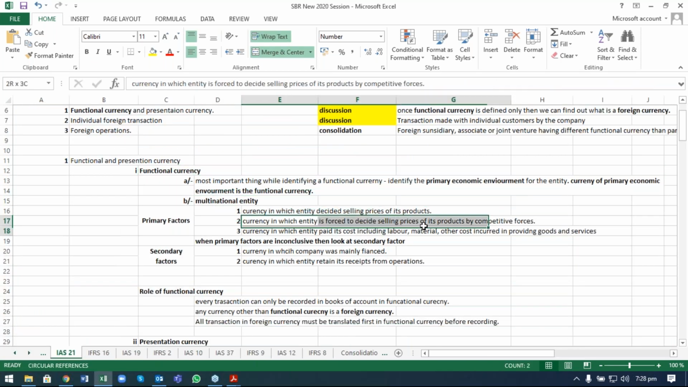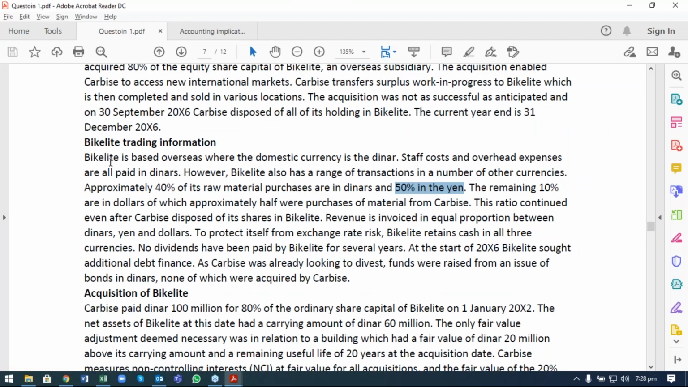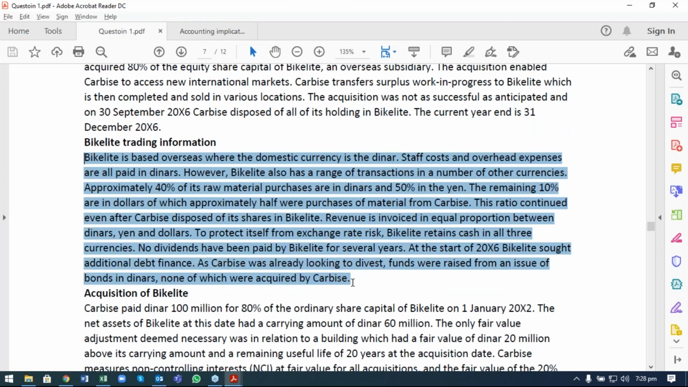the currency in which the entity is forced to decide the selling prices of its product by competitive forces. Do you think anything was mentioned in this scenario? If we can read it once again, if you want to, we can read it once again. There is nothing mentioned that Backlight was forced by its competitors to set its selling prices, right?